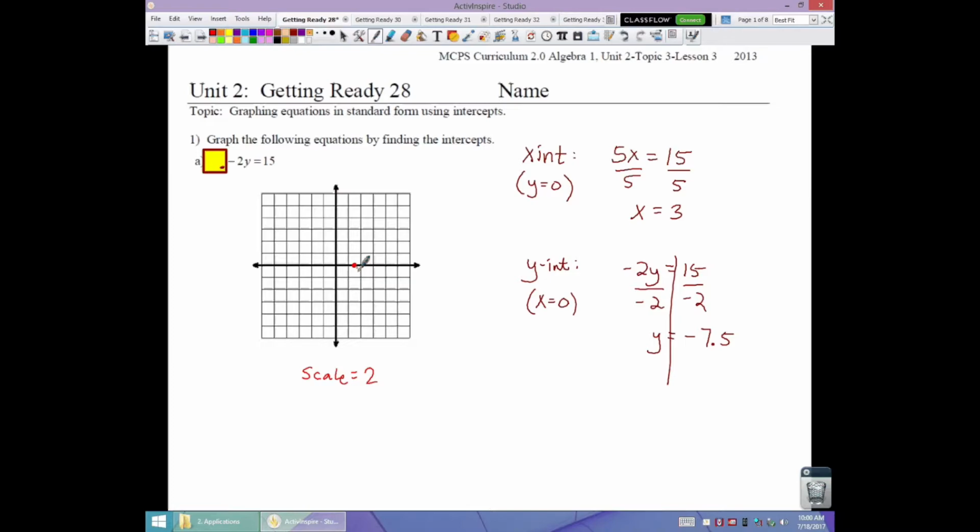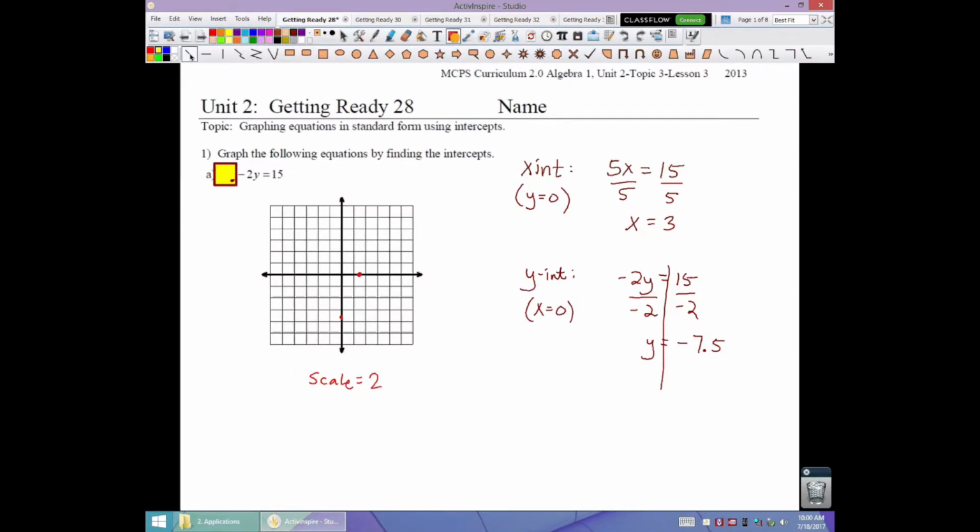The y-intercept, negative 7.5, we go 2, 4, 6. Here would be 8. The middle would be negative 7. So it's 3/4 of the way down to that negative 8 line. Once you have those two intercepts, that's all you need to make the line. It only takes 2 points. So we just connect those, extend my line both directions, and there we go.